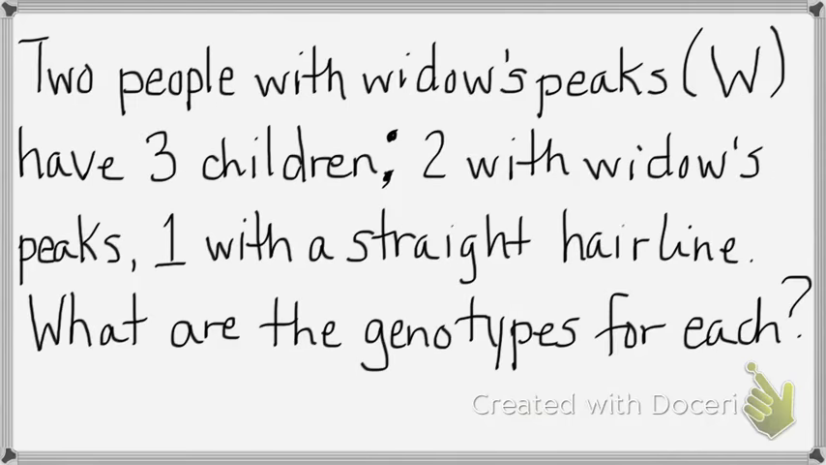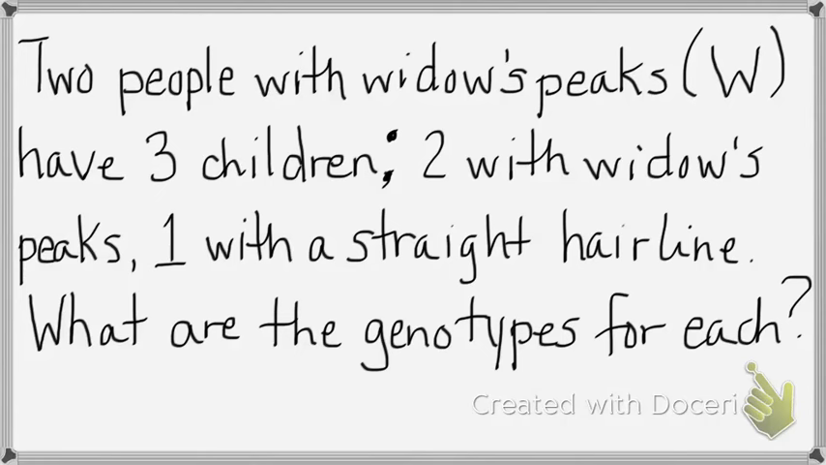So I went ahead and came up with a problem just for fun. This is not on your review sheet, but just take a look at the screen. I got two people that have widow's peak. Now, widow's peak is dominant. Having a straight hairline is recessive. Okay, so I got this mom and this dad. They both have a widow's peak. And then they have three children. Two of their kids have widow's peaks. One of their kids has a straight hairline. What are the genotypes for each of these five people?